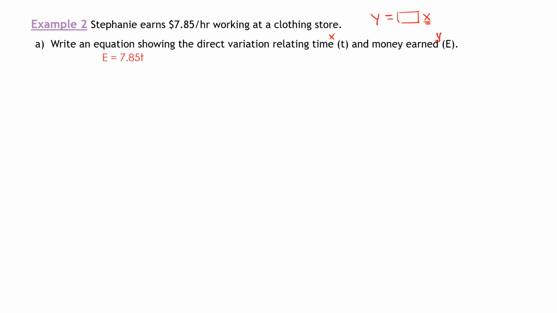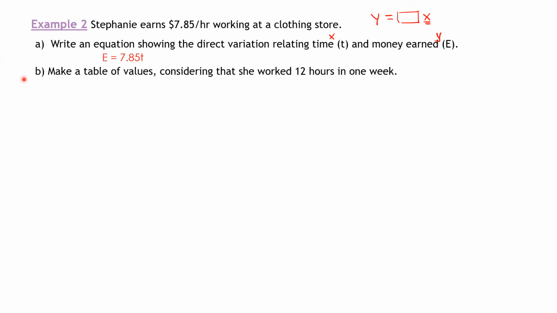So our equation is E for earnings equals 7.85t. So make sure you write down that little formula in the box here. That's always what it's going to look like. Earnings equals 7.85t.